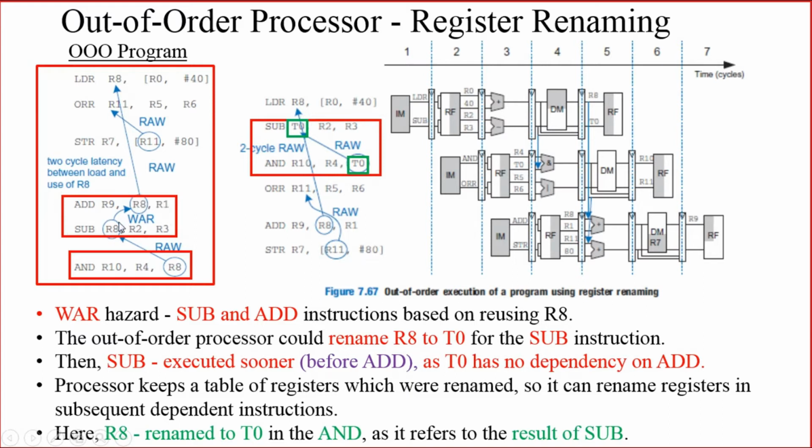Why has this hazard occurred? Because both these instructions share the same register, R8. And R8 is available only after the memory content is loaded into it by the LDR instruction. Once the LDR instruction is executed, we need to wait 2 cycles, because a load instruction has a 2 cycle latency. So add can be executed only in the third cycle: first cycle, second cycle, third cycle. In the third cycle R8 can be read by the add. So why did this problem arise? Because both instructions use R8.